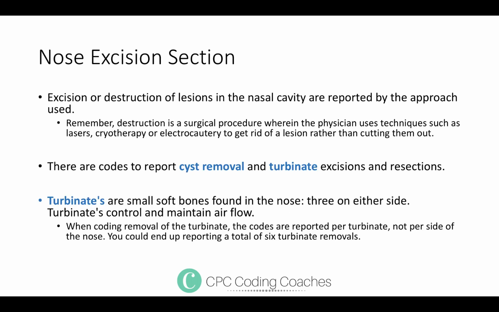Excision or destruction of lesions in the nasal cavity are reported by the approach used. Remember, destruction is a surgical procedure wherein the physician uses techniques such as lasers, cryotherapy, or electrocautery to get rid of a lesion rather than cutting them out. There are codes to report cyst removal and turbinate excisions and resections. Turbinates are small, soft bones found in the nose, 3 on each side. Turbinates control the main airflow. When coding removal of the turbinate, the codes are reported per turbinate, not per side of the nose. You could end up reporting a total of 6 turbinate removals.